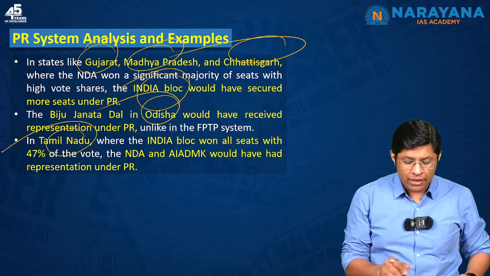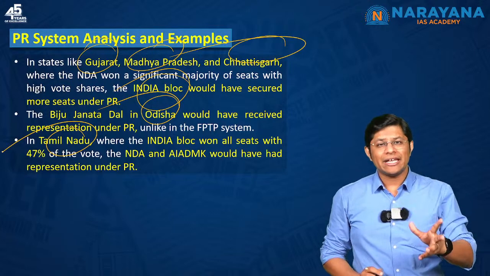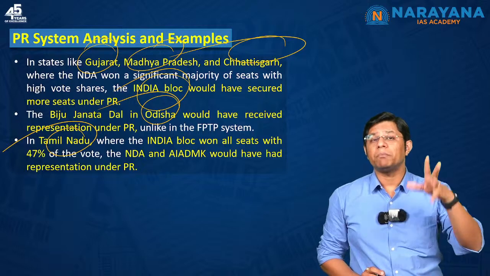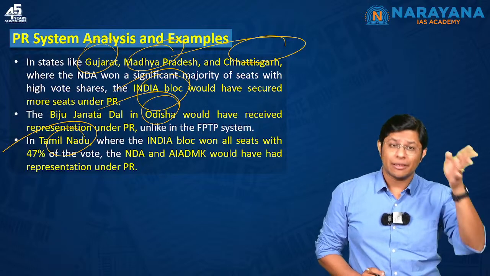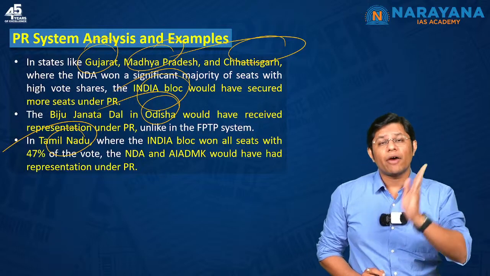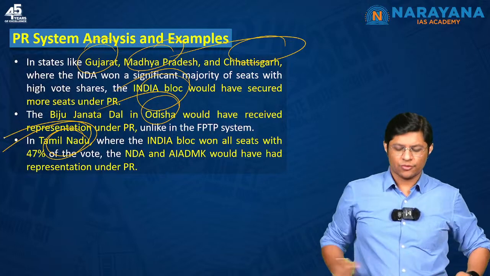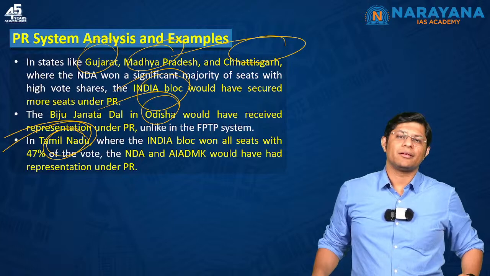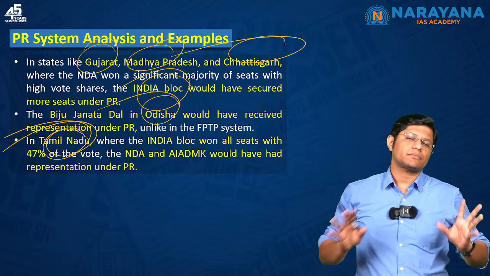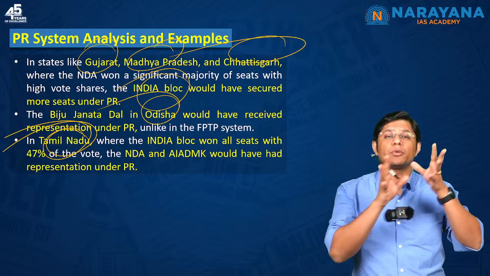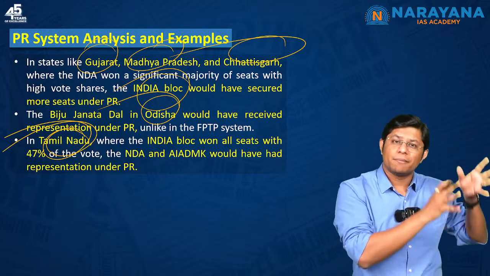Or let's say Tamil Nadu. Now in Tamil Nadu, the NDA coalition did not get any seat. Now, had there been the PR system, that is proportional representation, the NDA would have won some seats in states like Tamil Nadu. Which means somehow the seats given to the political parties are not in proportion to the voting percentage.